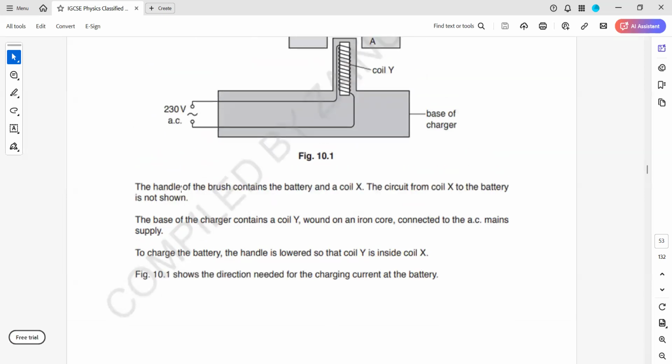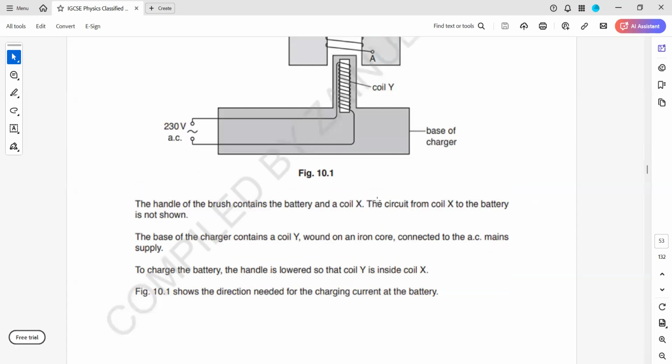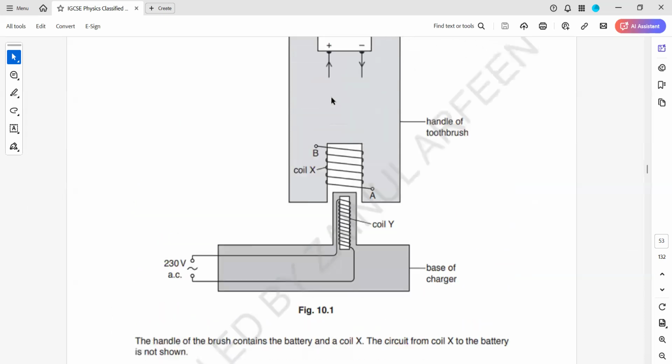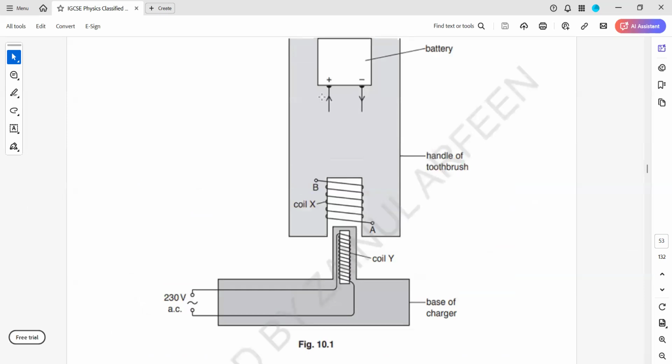So this is the handle of a brush containing a battery and a coil. The circuit from coil X to the battery is not shown. The base of the charger contains a coil Y, which is turned on an iron core and connected to an AC mains supply. To charge the battery, the handle is lowered so that coil Y is inside coil X. As you can see, like when we are charging, maybe you have seen this. Chargers are there for trimmers and electric toothbrushes. Yeah, so this is the same thing.